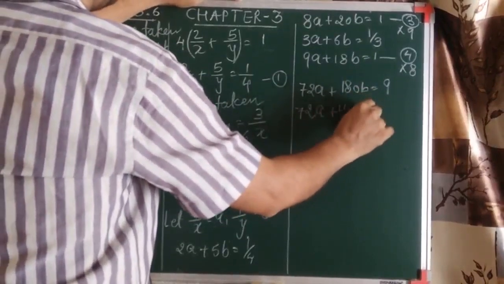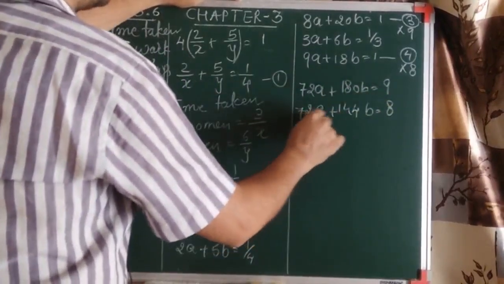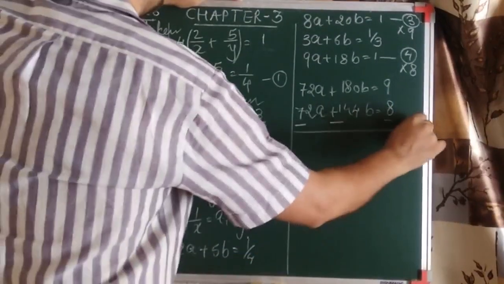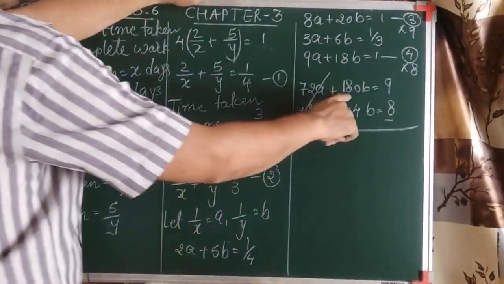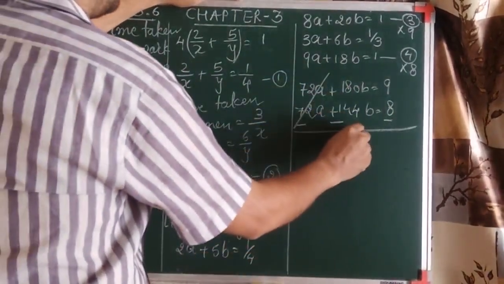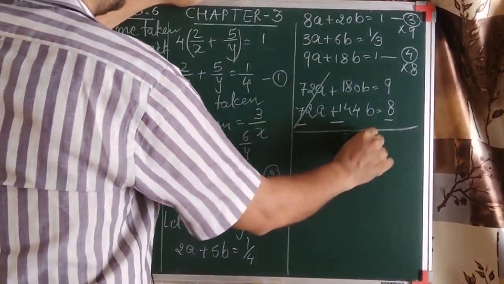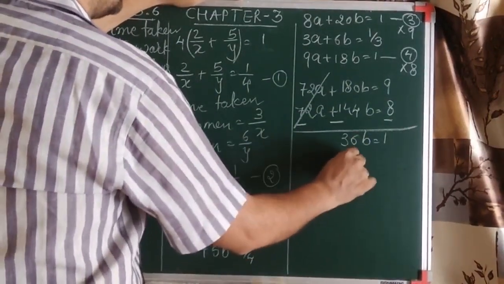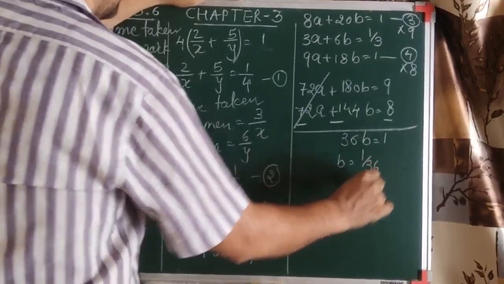Yes, 144. So now let me do the subtraction. I'll do the elimination. It will be cancelled. So 180 minus 144, so 36b is equal to 1. So I'll get b is equal to 1/36.